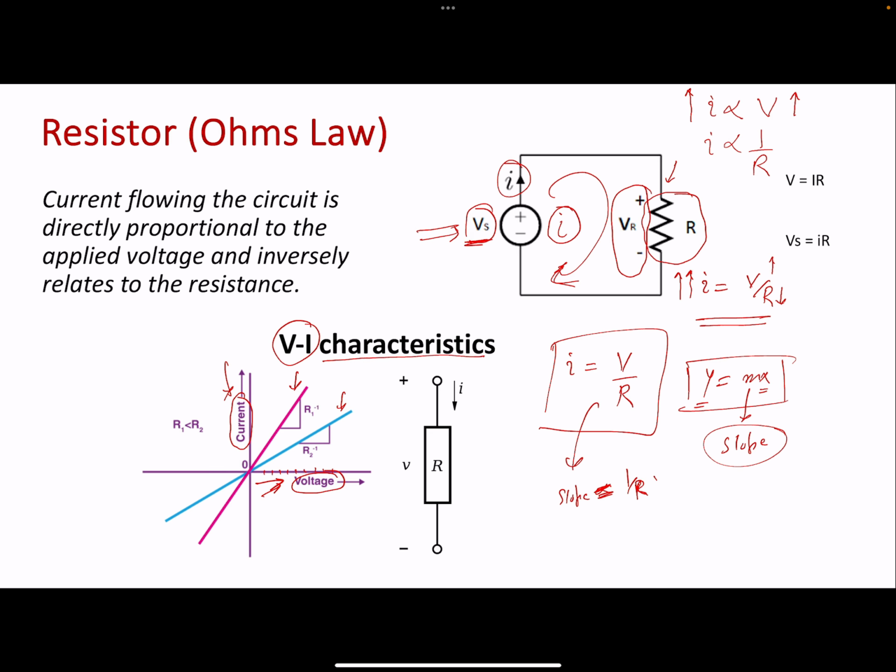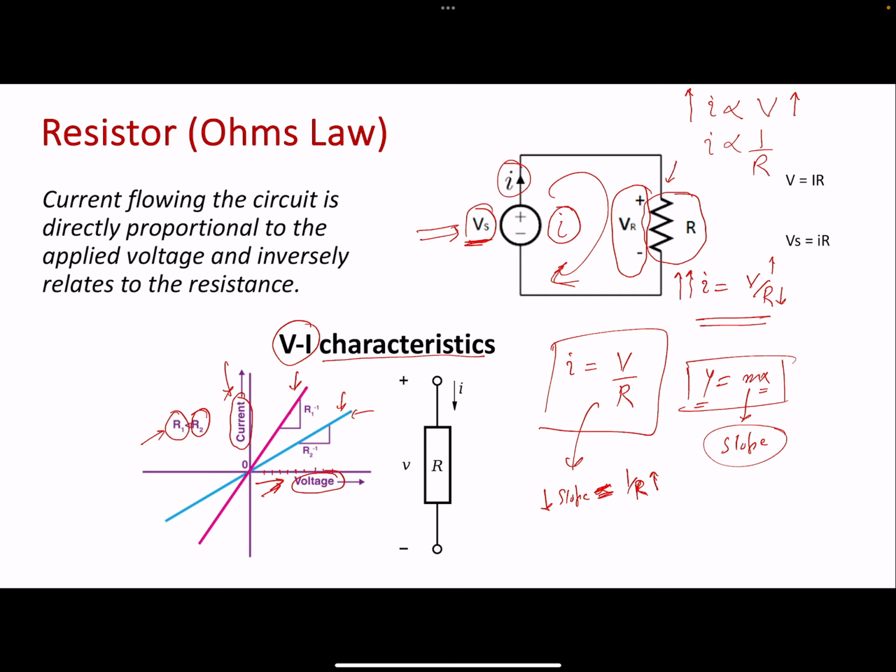This means that the higher the value of the resistance, the smaller the value of the slope. The slope of the pink line is higher as compared to the slope of the blue line. So if the slope of the pink line is higher, this means that it has a lower resistance, right? The slope of the blue line is lower, that is why the value of R2 is higher. So just kind of a normal thing.